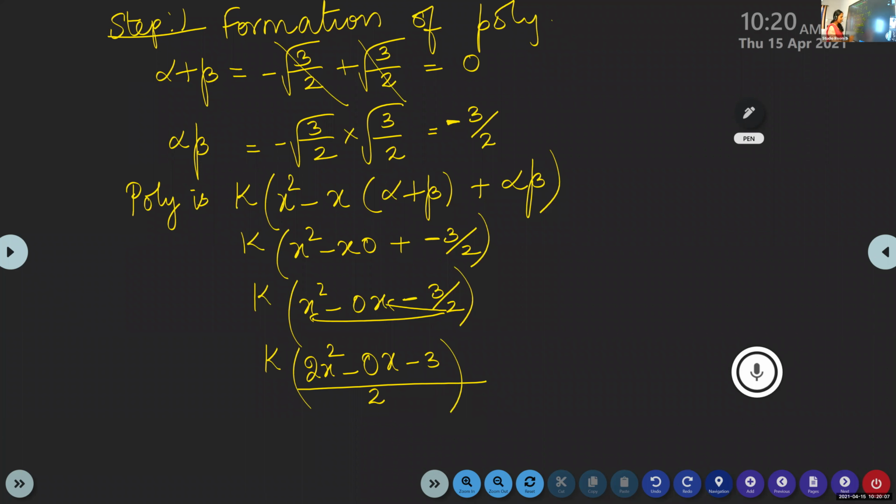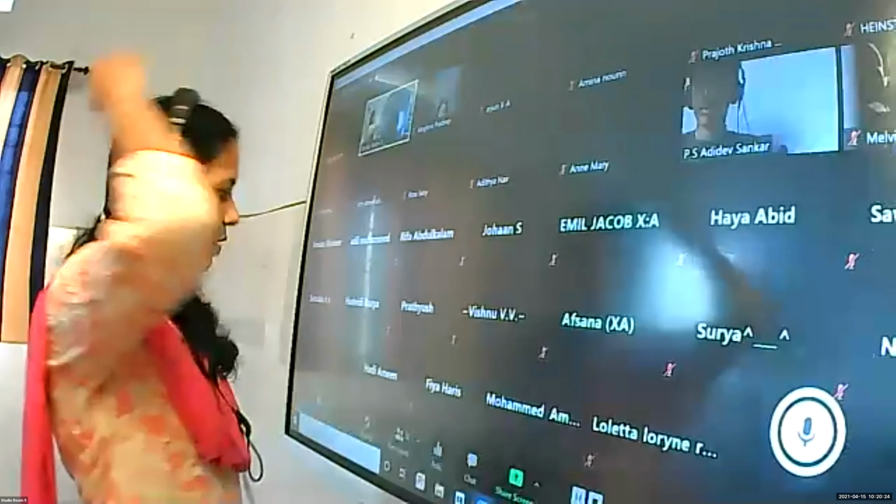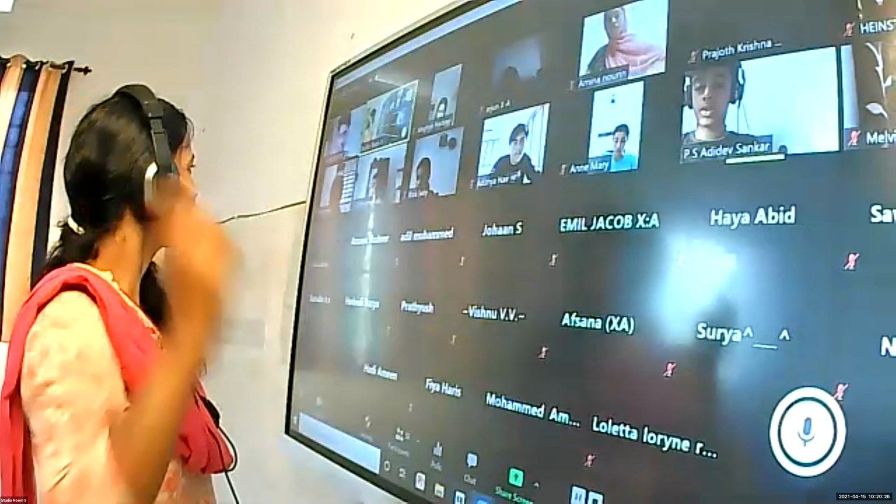Now you put some value for k. What is the value we will assign for k? Is it 1? Why is it 1? Adidev, you are giving 2. Ashik is saying 1. Which one is correct? John, which one is correct? There's a denominator. 2. Yes.